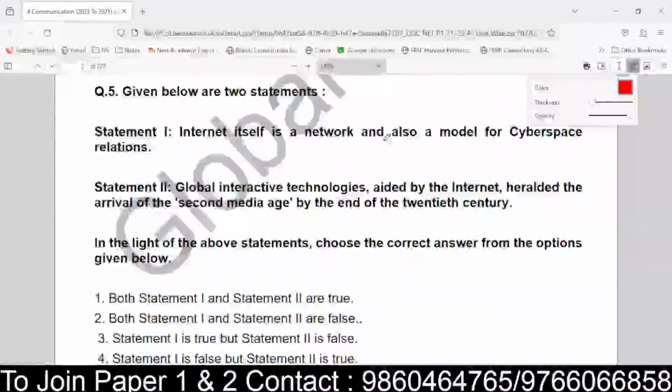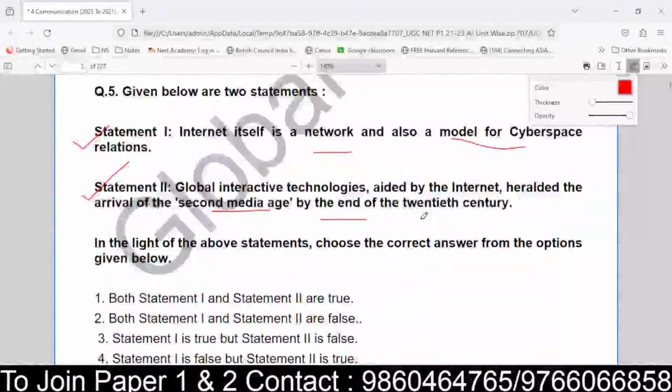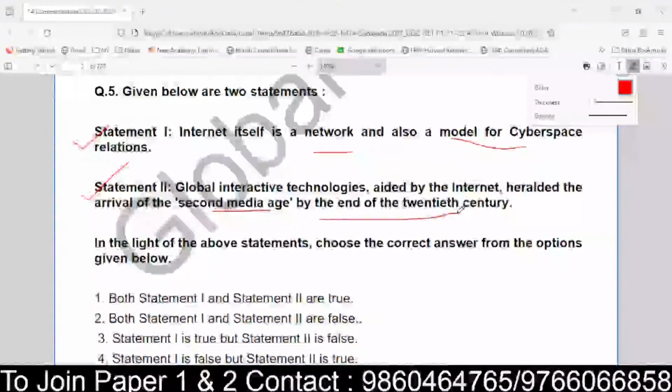So we have statement 1 and statement 2. Statement 1: Internet itself is a network and also a model for cyberspace relation. Statement 2 says that global interactive technologies aided by internet herald the arrival of second media age by the end of 20th century. So these two statements are given.